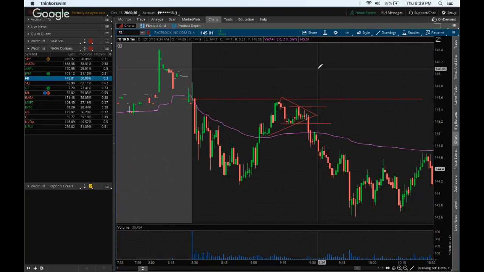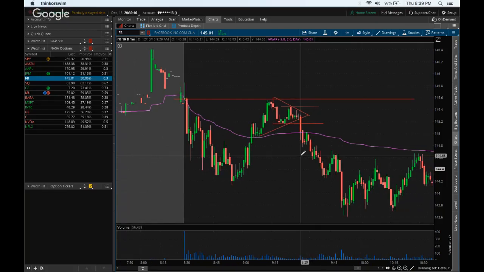Does that make sense? With the symmetrical, you have to plan for each side. But when it's ascending, you're just planning for the upside. I hope that makes sense. If not, just tell me to explain more.